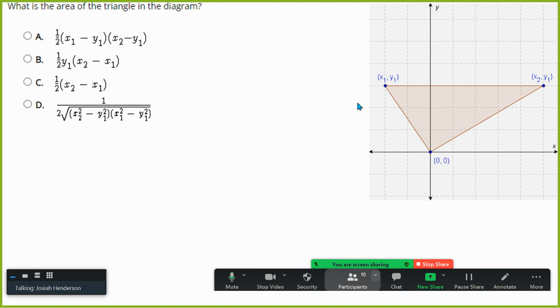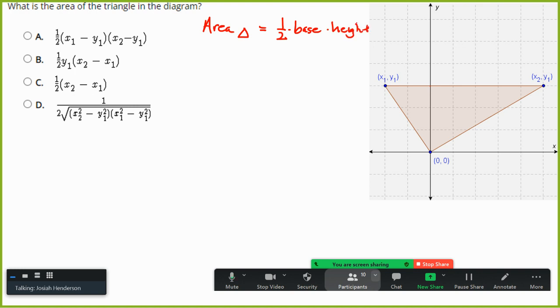I wanted to do another one of these generic ones where they don't actually tell us the real numbers that are making the triangle. They have it in terms of x1 and y1, x2 and y1. But if we use our formula for area, we should be able to add up everything and find the area. So remember, area of a triangle is 1/2 times the base times the height.